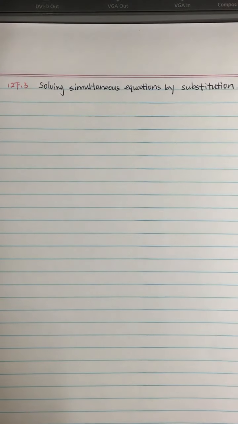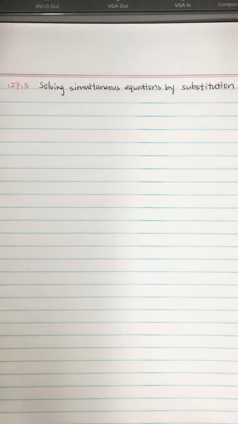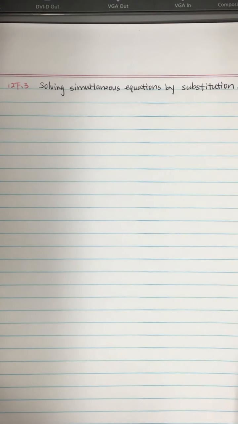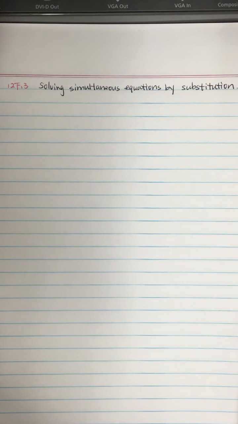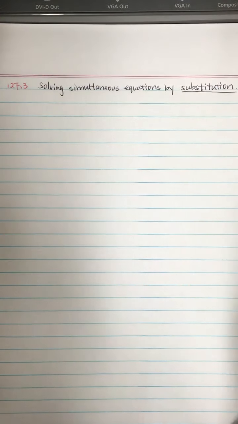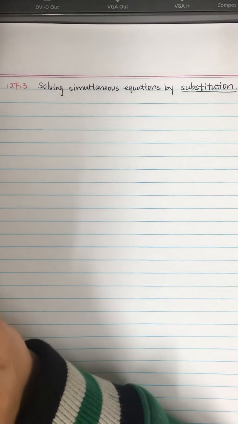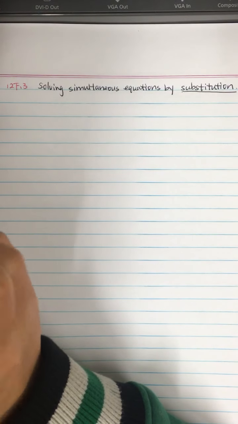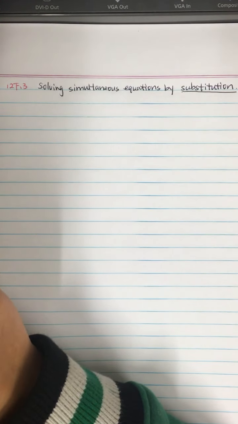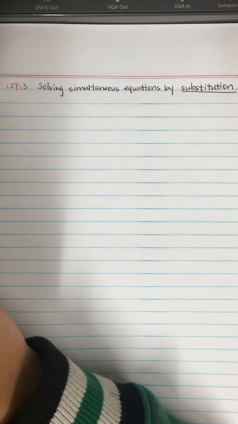Alright, today's lesson we are going to talk about the pathways in 12F, solving simultaneous equations by substitution. The word substitution means that you're going to use an equation or use a number to replace your x or y in a simultaneous equation.